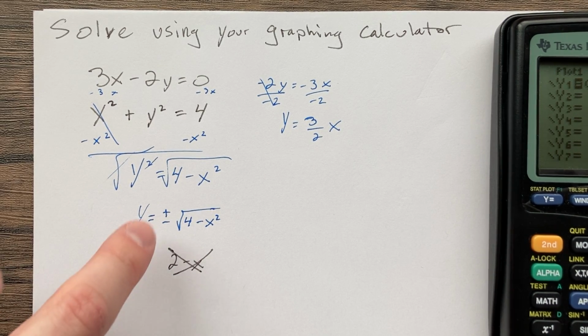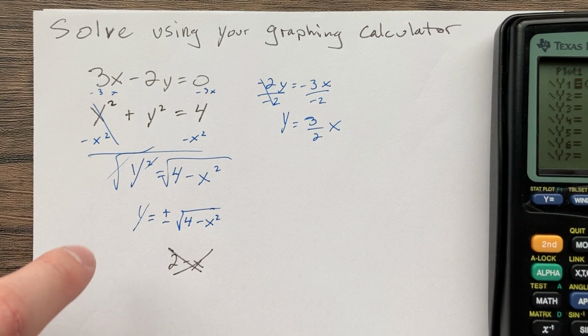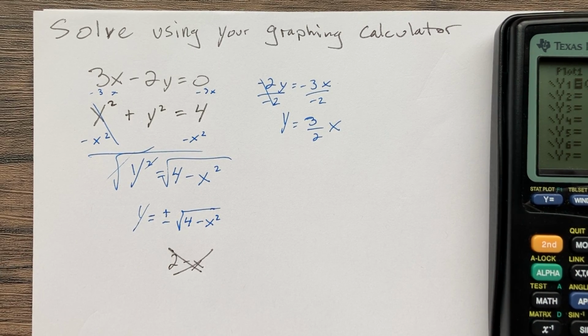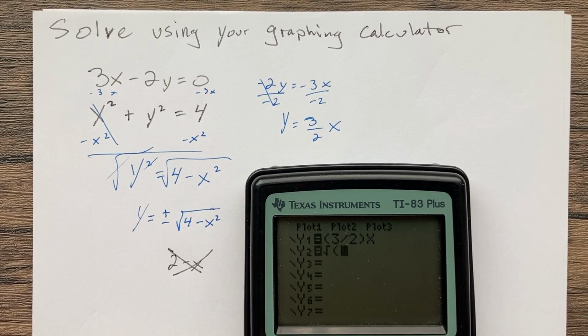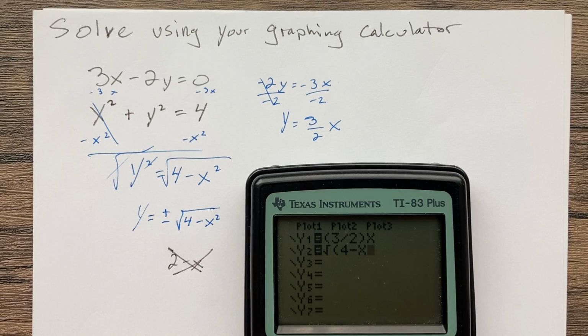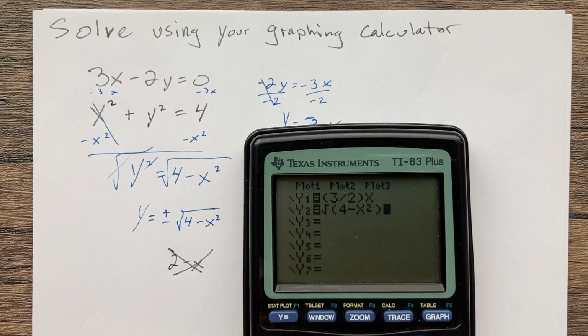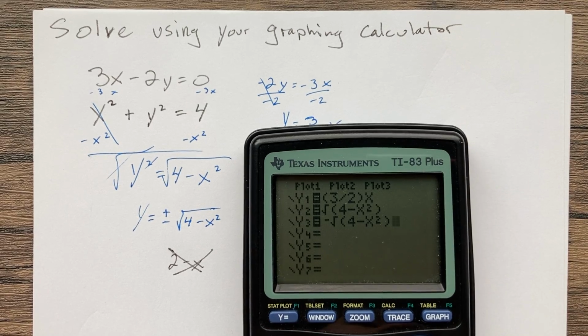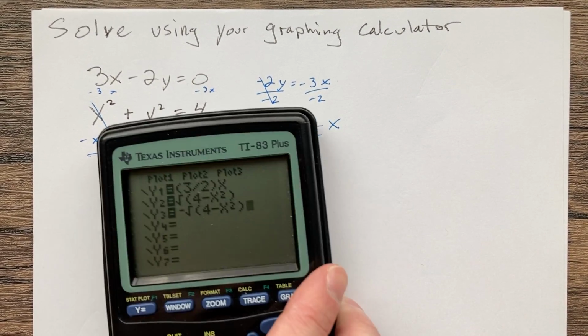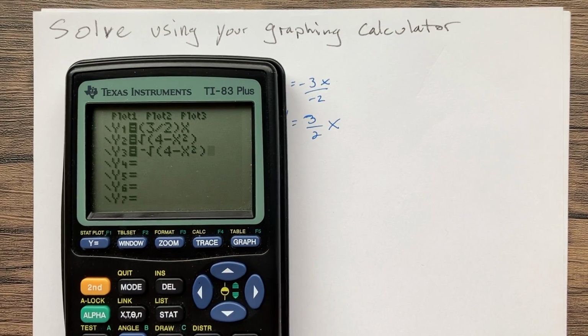All right, so this is our equation. Now that's a plus and minus. That means we actually have two equations when we enter this into our calculator. So we're going to enter one for the positive square root: square root of 4 minus x squared. And then another for the negative square root. Put the negative out in front: negative square root of 4 minus x squared. All right. I can't see my phone screen, so I hope you can see the calculator. Okay, yep, there we go.